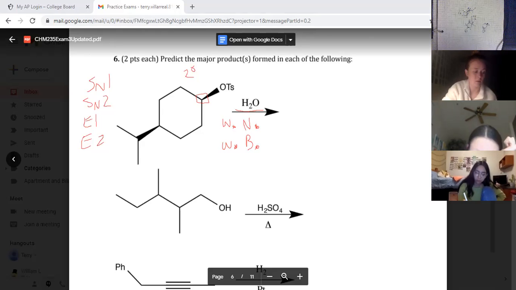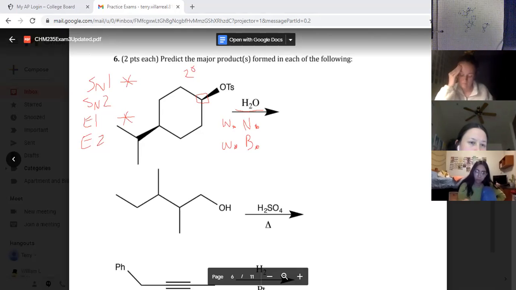Is it SN1 and E1? That's correct. These are going to be in competition with each other. So how many different products can you get here? 2. You are going to get your elimination. Actually, this is going to be a fun one. You are going to get an elimination product, right?